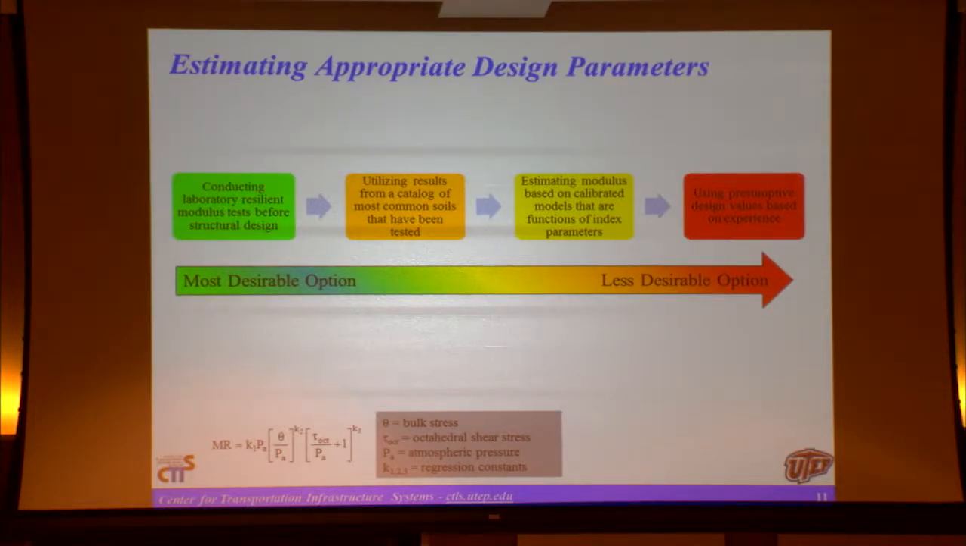But that's one option. The other one is just basically another pragmatic way. Especially for the bases and things like that, you know where the materials are, where the quarries are, so you can just have a catalog of the numbers, right? So you can use that. There are also some calibrated models. That's the second option: if you know the PI, the gradation, and other index parameters, you can estimate what the modulus would be. And the least desirable one is usually a presumed value, like the modulus of the base is always 30 KSI. It doesn't matter if it's El Paso or Orange. Well, that's the least desirable option.